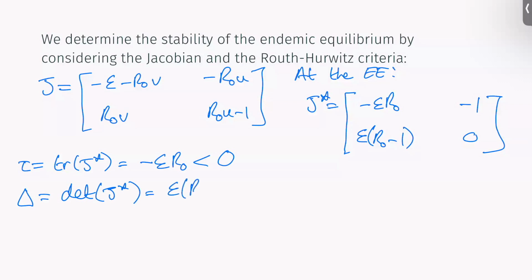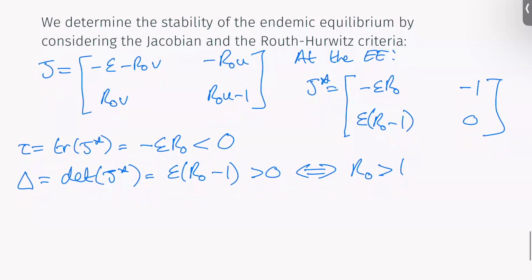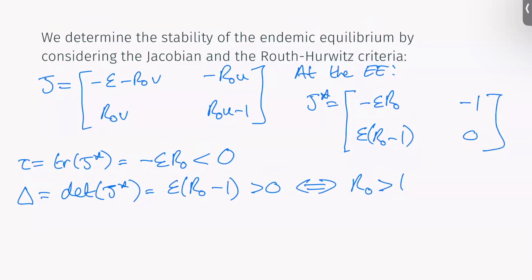epsilon times R naught minus 1, which is greater than 0 if and only if R naught is greater than 1. In other words, our endemic equilibrium is stable when it exists. So we know it's stable whenever it's biologically realistic. We don't know whether we approach it in an oscillatory manner through a stable spiral, or if we approach it monotonically if it's a stable node.